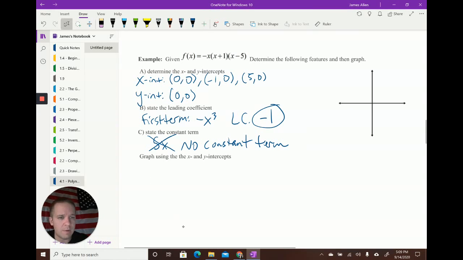So let's graph them. I'm gonna put some tick marks down. I've got 0, 0, negative 1, 0, and 5, 0. 1, 2, 3, 4. I did count that out right. Cool. And I know that this is going to be a negative cubic based on what I had said over here, right? That is a negative cubic function. It's going down and to the right based on my end behavior, what I know about that.